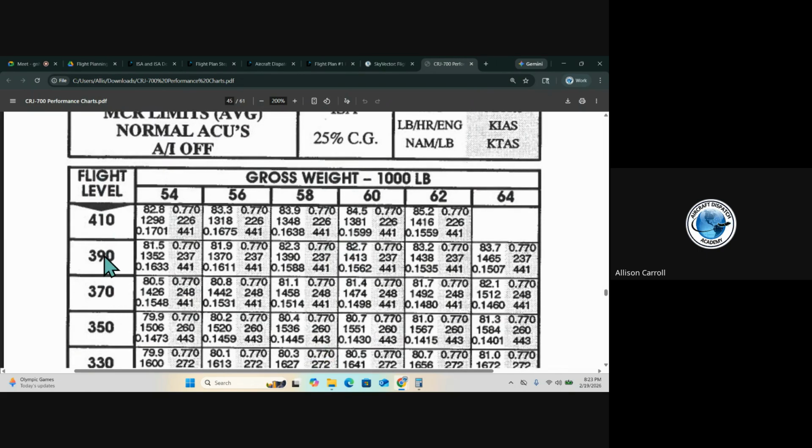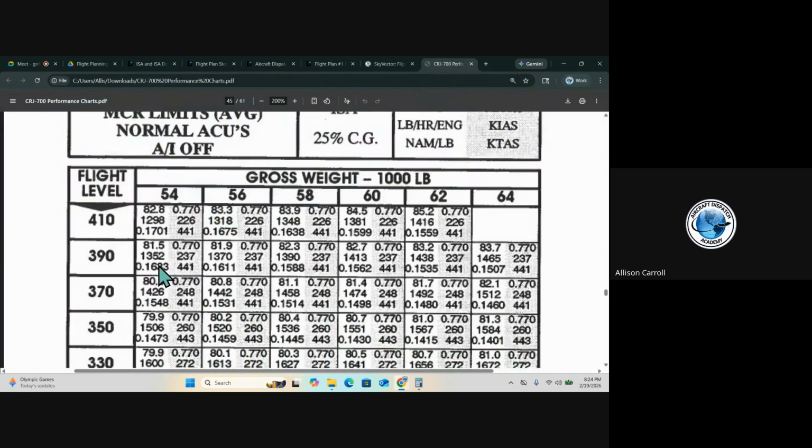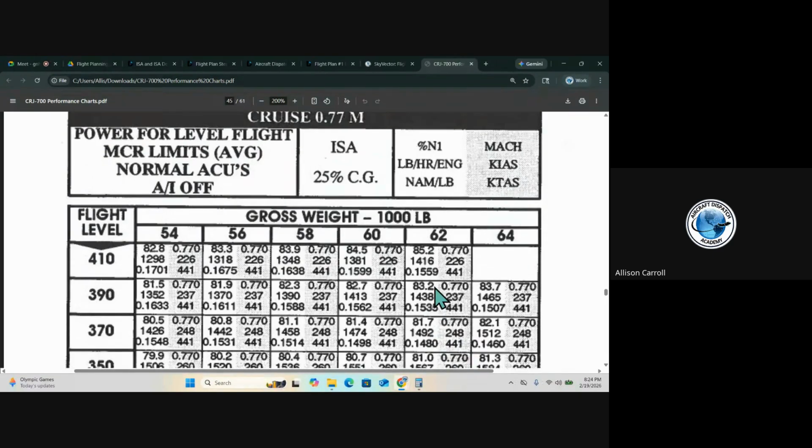Okay. We are at an even flight level, so we're going to be in between 3.7 and 3.9. And now we need our new weight, our aircraft weight. So our new aircraft weight over here is 61,591 pounds. We are heavier than 60,000, so we are going to go to 62. And now these charts, the cruise charts, the information in here looks just a little bit different.